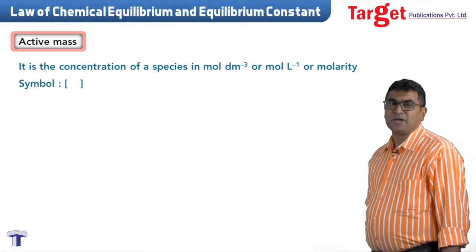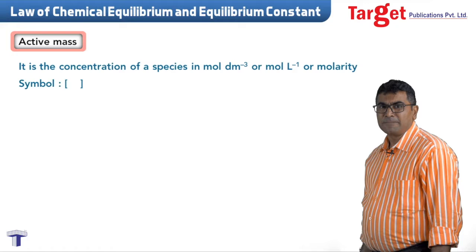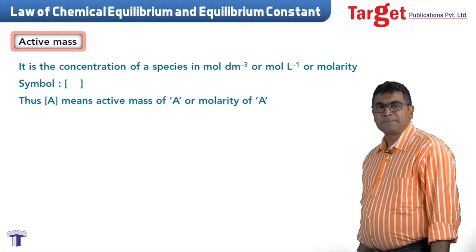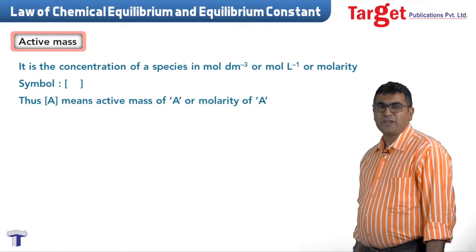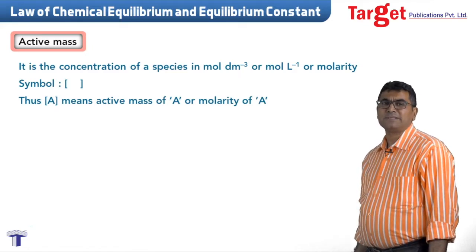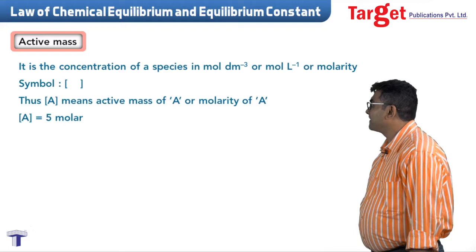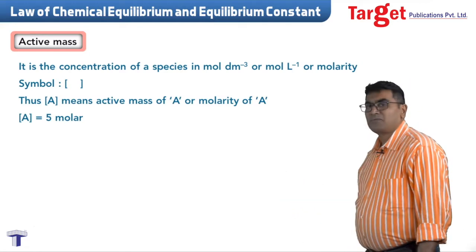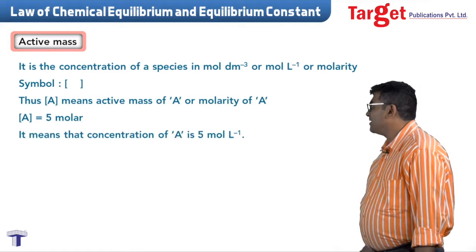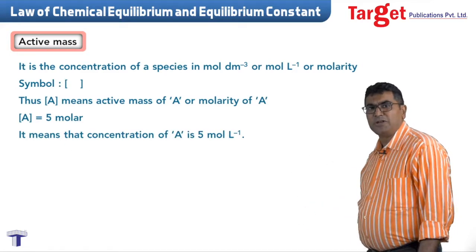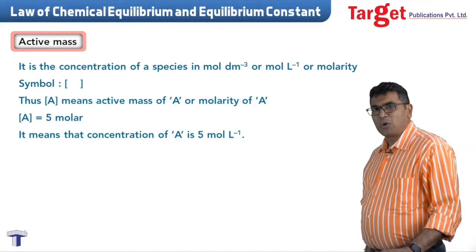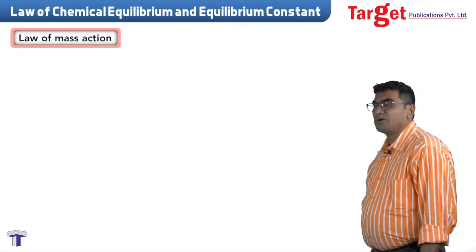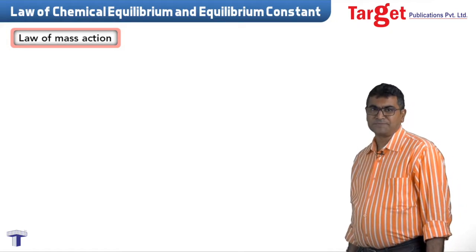The symbol is a simple bracket. When we write bracket A, it means concentration of A in terms of mole per liter, or it means active mass of A. Again I have written here bracket A equals 5 molar. What does this mean? This means that concentration of A is 5 moles per liter. This term is required to understand today's topic. Today's topic is termed as the law of mass action.